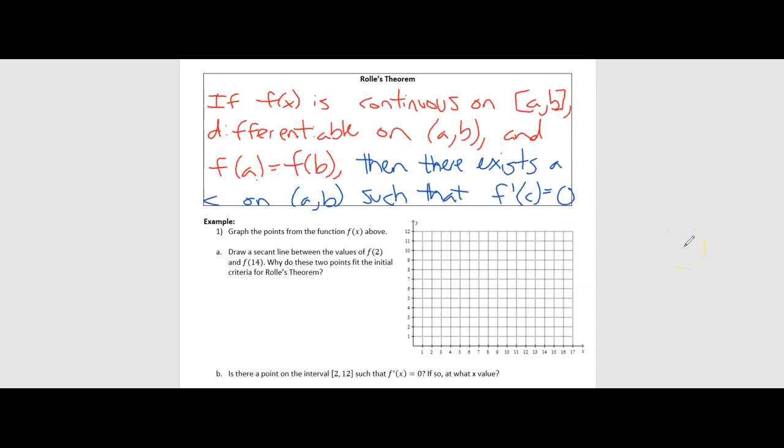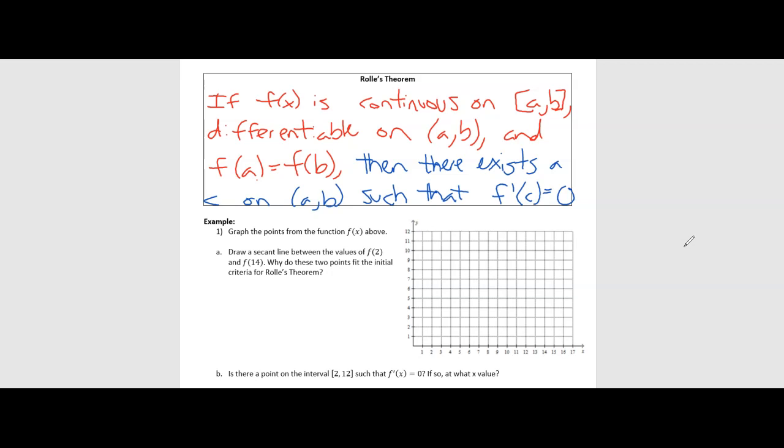All right, so I put the initial conditions in red, and I put the conclusion in blue. So if f of x is continuous on the closed interval a to b, differentiable on the open interval a to b, and f of a equals f of b, so the y values of the two endpoints of the interval are equal, then there exists a c on the open interval a to b such that f prime of c is equal to 0.